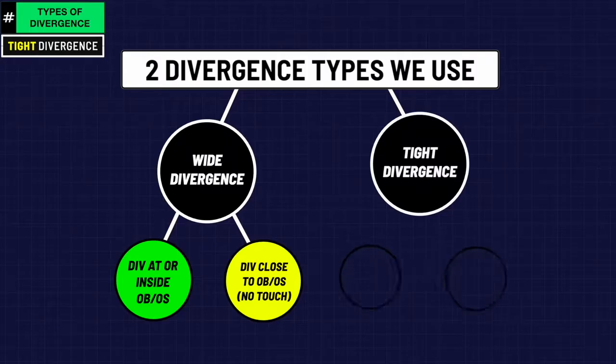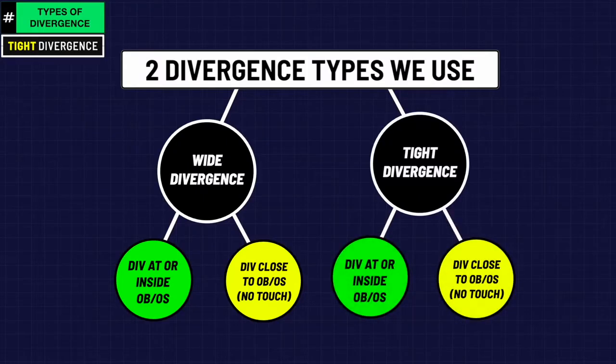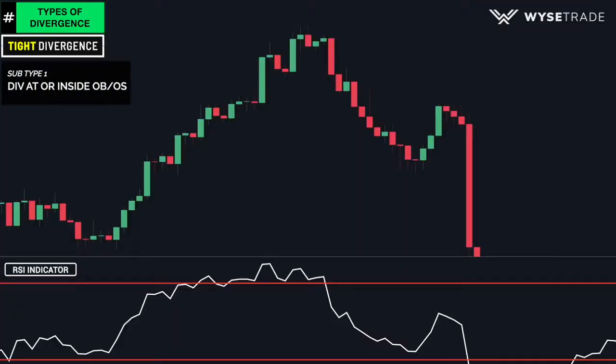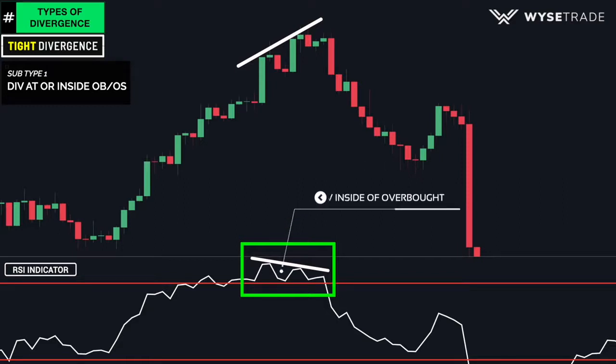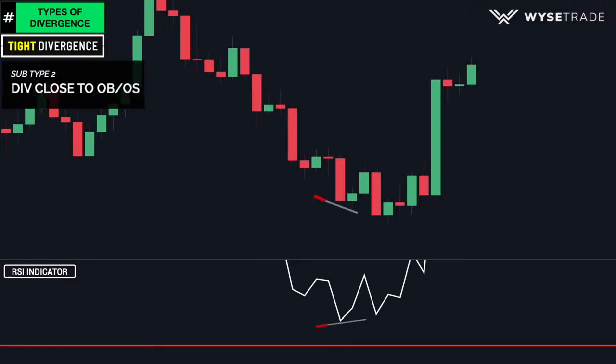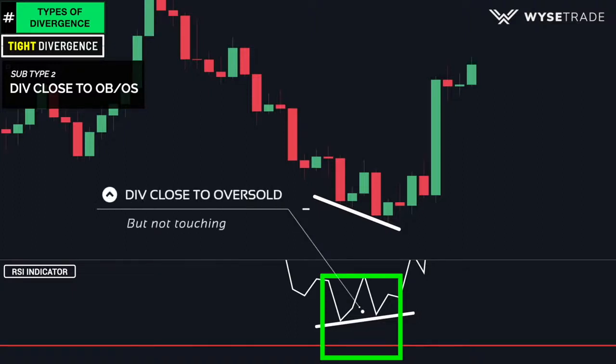So again, we have the two subtypes of tight divergence, which is one, when the divergence occurs at or inside of the overbought or oversold region. This is clearly occurring in the region. Or two, when the divergence occurs close to the overbought or oversold region. Notice how it's close, but not touching.